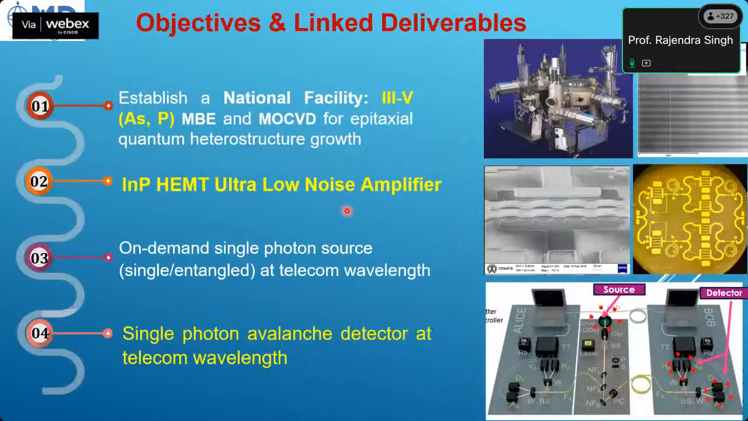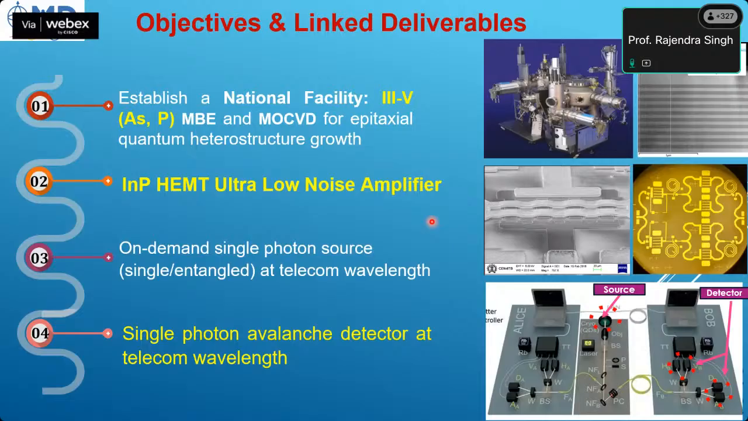And what are the objectives? As you can see, we have very specific deliverables. One of the deliverables is an indium phosphide high electron mobility ultra low noise amplifier. High electron mobility transistors are a specific type of transistor which can work at very high frequencies where silicon based CMOS transistors cannot work. These can work at communication frequencies like tens and even hundreds of gigahertz. This is based upon a quantum heterostructure which we develop, and then there is a two-dimensional electron gas, which is a quantum system, and this two-dimensional electron gas is used for transistor fabrication.